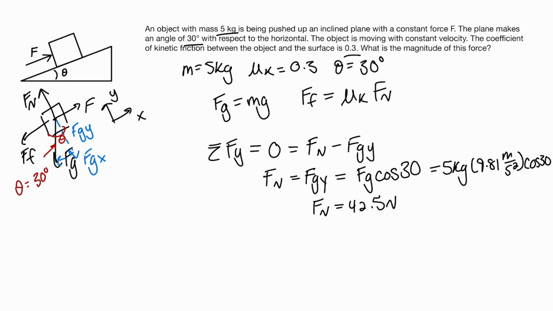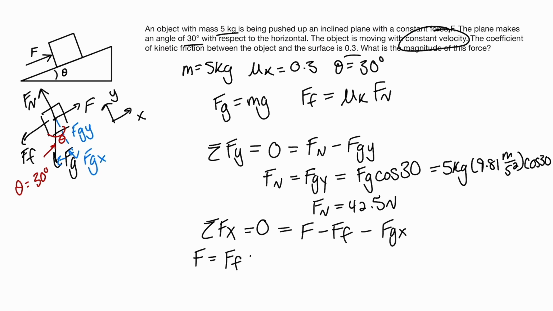Now that we have summed the forces in y, we can sum the forces in x. Because the object is moving with constant velocity, which we were given in the question, there is no acceleration of the block in the x direction, so we can set that equal to 0. Looking at our free body diagram, we have the applied force in the positive x direction, the force of friction in the negative x direction, and Fgx in the negative x direction. So this can be rewritten as the applied force equals the force of friction plus the gravitational force in the x direction.